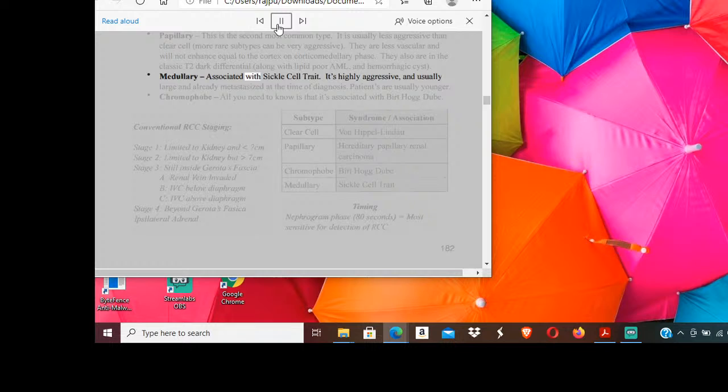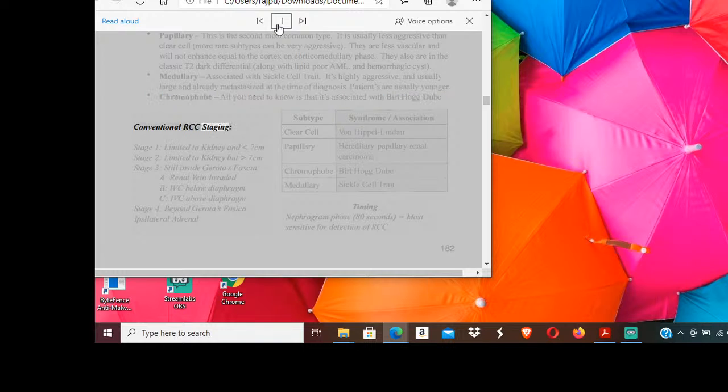Medullary is associated with sickle cell trait. It's highly aggressive, and usually large, and already metastasized at the time of diagnosis. Patients are usually younger. Chromophobe, all you need to know is that it's associated with Birt-Hogg-Dubé.